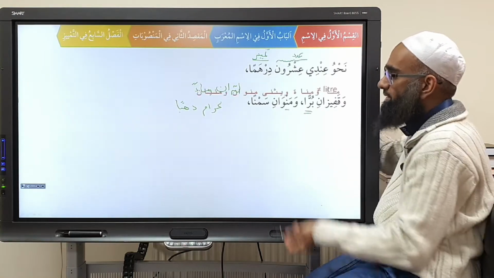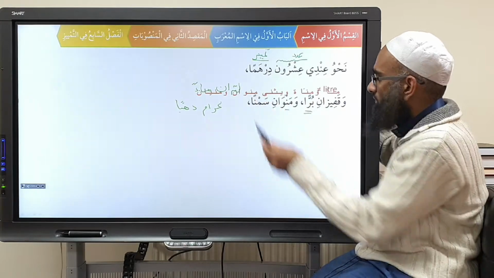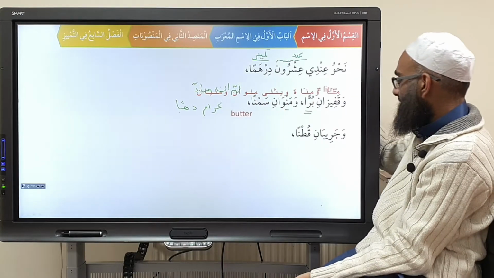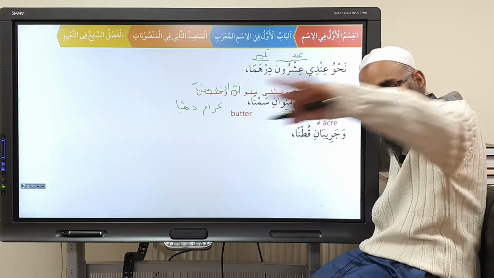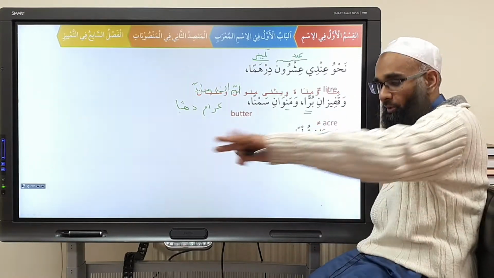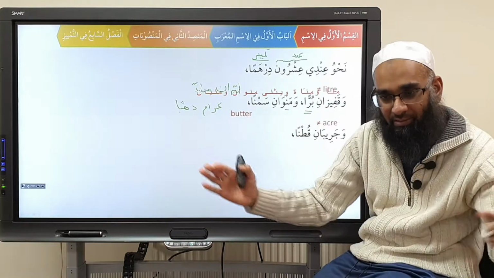Man and sam means butter. So manwan is really the plural of man. The text came a bit funny because of different fonts. Okay? Another example, jarib. Jarib is not an acre, but think of it as an acre. So jarib is what? An area of land. How much ever it is, I don't know.